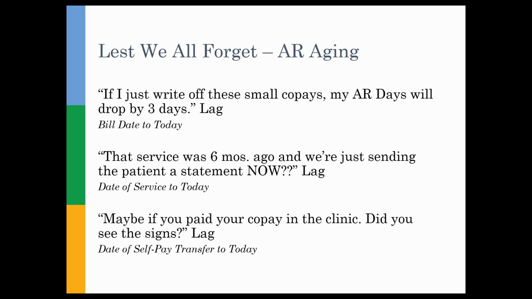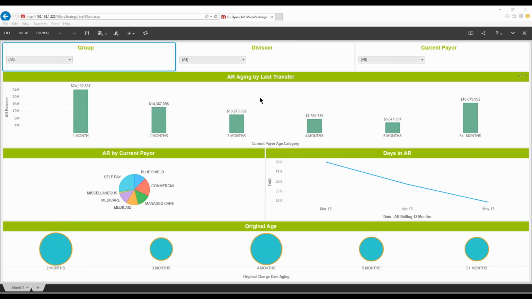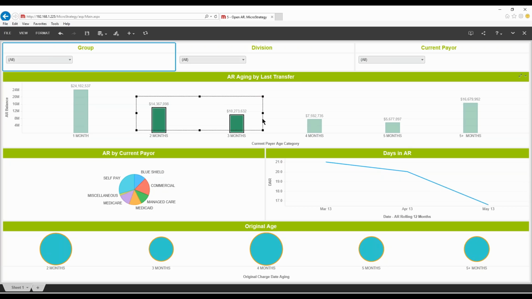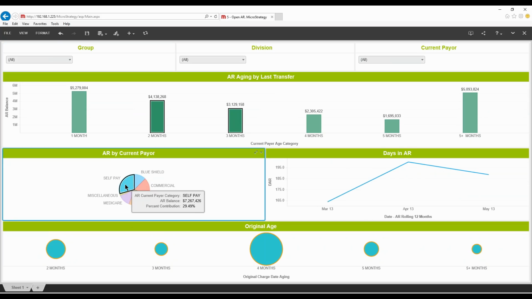So if we can look at a visualization of our aging AR, this top section indicates how long it's been sitting with the current payer. And then I can limit that if I look at just my 2 and 3 months. So maybe that's a good chunk of money sitting out there for my organization in that 2 or 3 months. And when I limit that and I can look at that by payer, I would expect to see that things that have been transferred into self-pay in the last 2 to 3 months still might be sitting there. We've got higher deductibles, which are a challenge for people now.